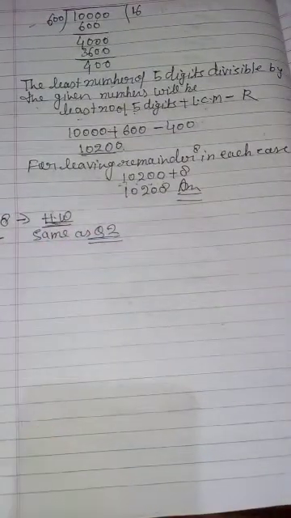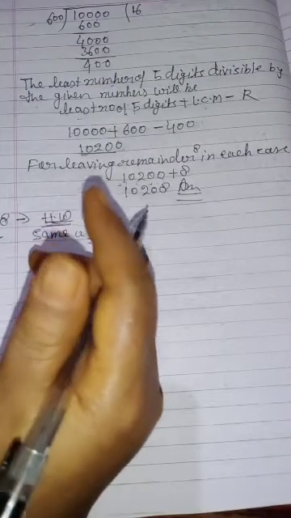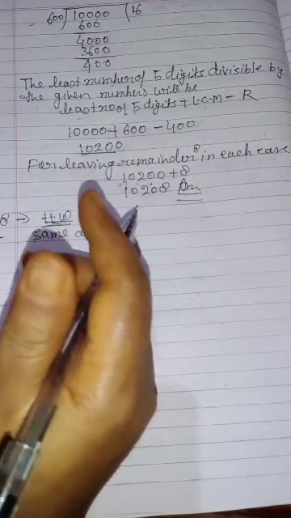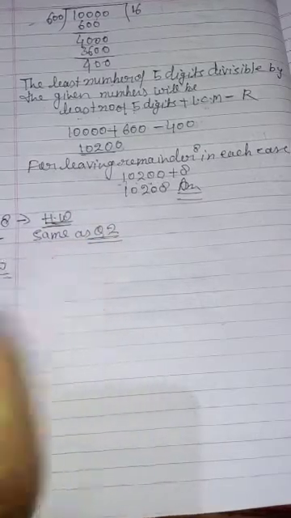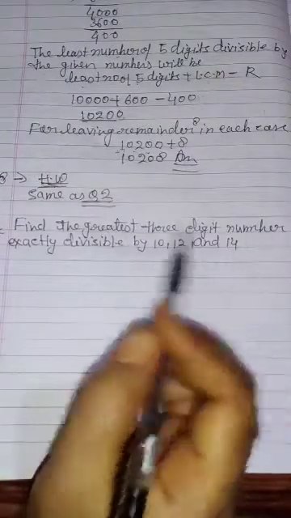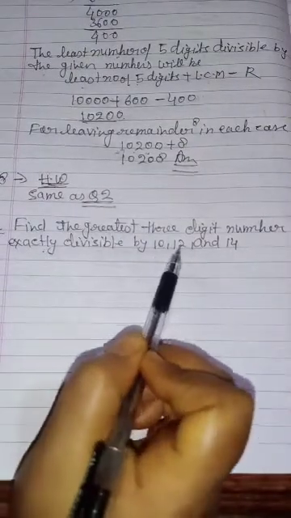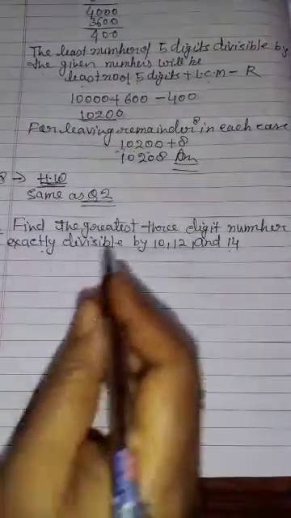Now, in the previous period I taught you that question, which is the same question. Even the language and the statement of the question are the same. Okay beta, now come to question number 10, which I am going to teach you again. Find the greatest 3-digit number exactly divisible by 10, 12 and 14. Whenever "exactly divisible" comes, what will you do?